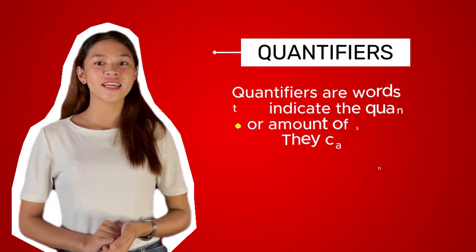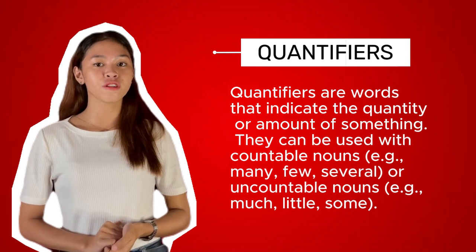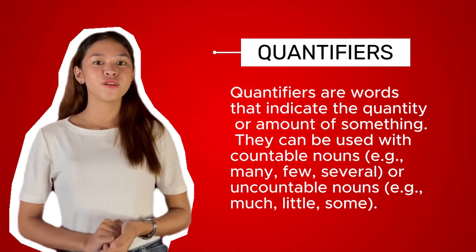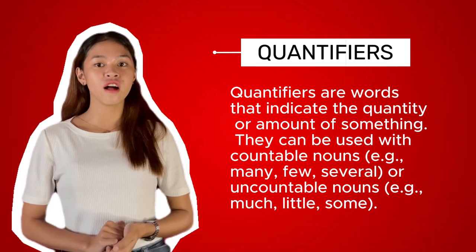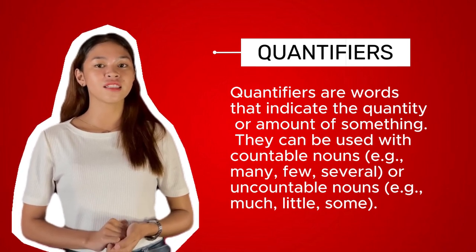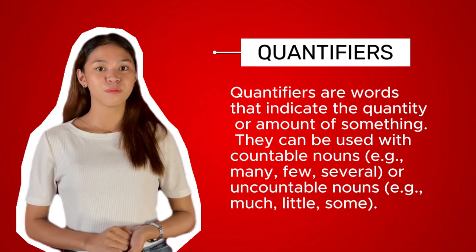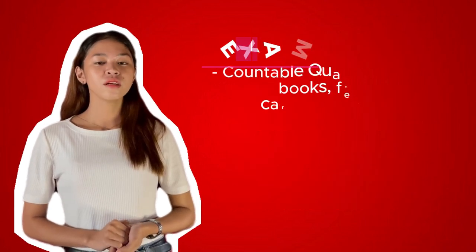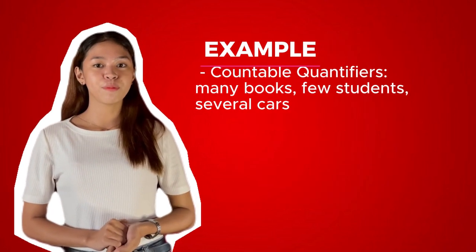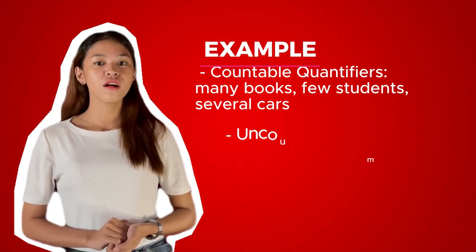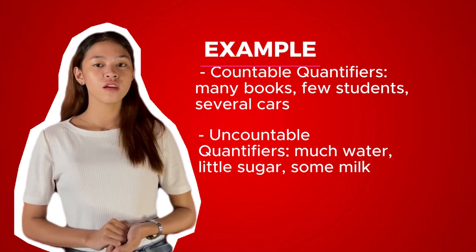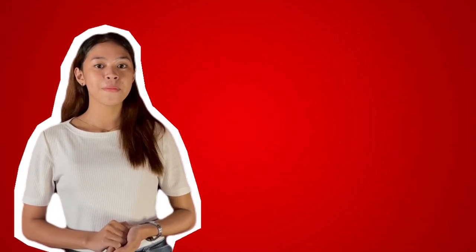Quantifiers are words that indicate the quantity or amount of something. They can be used with countable nouns, example, many, few, several, or uncountable nouns, example, much, little, some. Examples, countable quantifiers: many books, few students, several cars. Uncountable quantifiers: much water, little sugar, some milk.